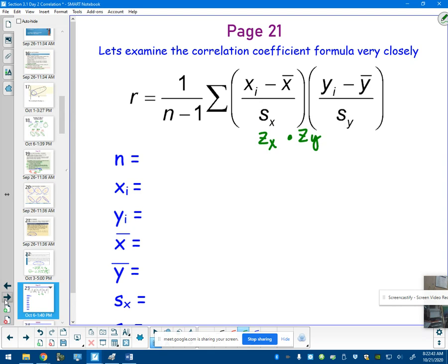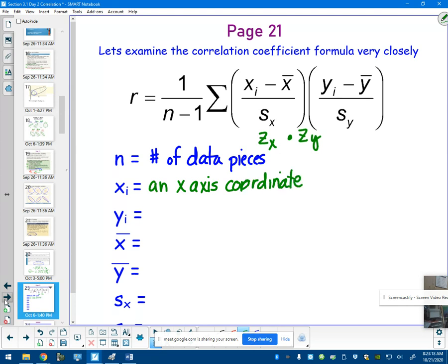The number of what? Number of data pieces. How many data points do you have? If 10, then it will go from x of 1, x of 2, x of 3, x of 4, up to x of 10. And all the x sub 1s are paired with the y sub 1, x sub 2 is paired with y sub 2. So what x sub i means is it is an x-axis coordinate. Like 6, 10 might be x sub 2, and that would be y sub 2.